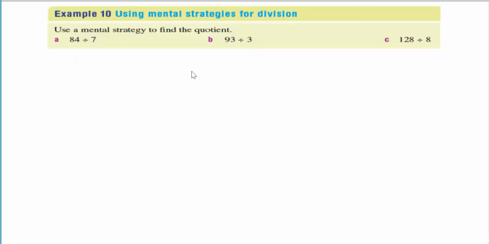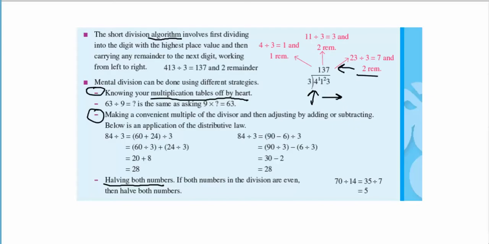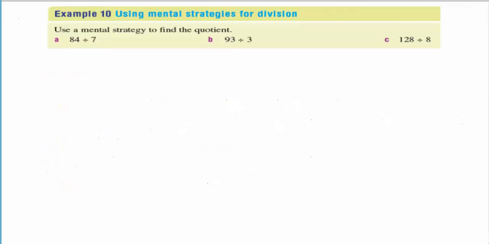Lots of information. That's the beauty of these videos, you can go back and look at things that you are a bit confused on or can't remember. Use a mental strategy to find the quotient. 84 divided by 7. You know what?